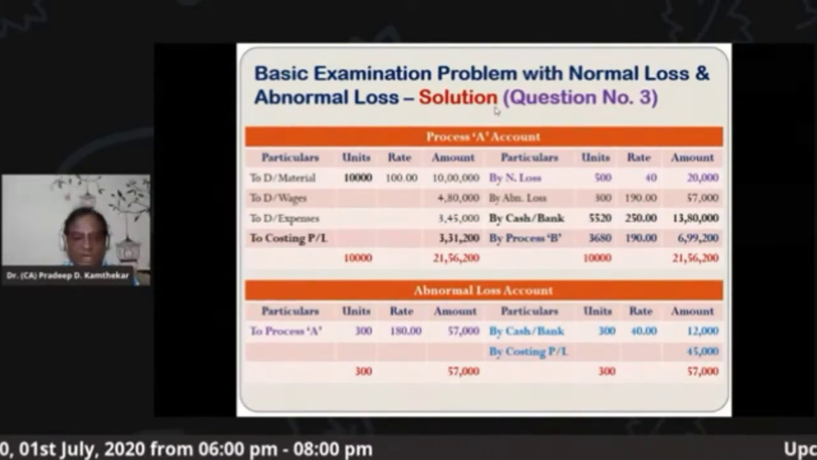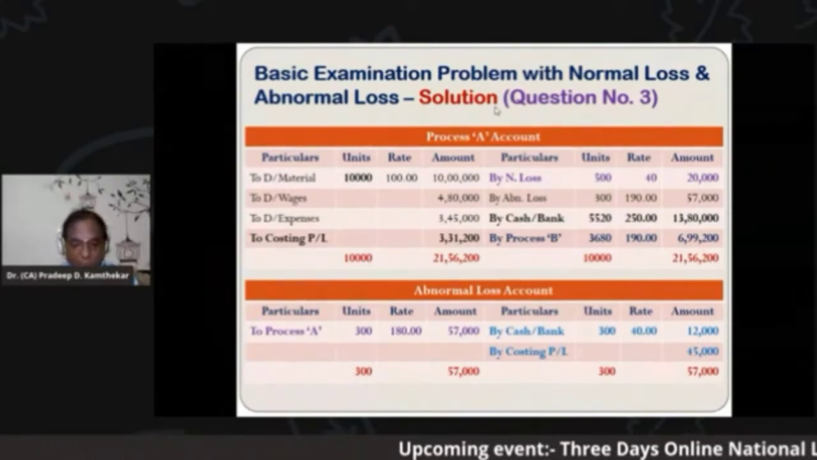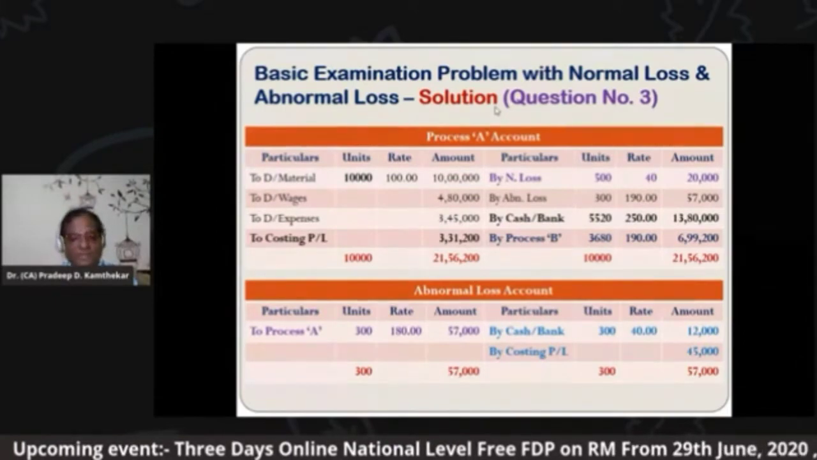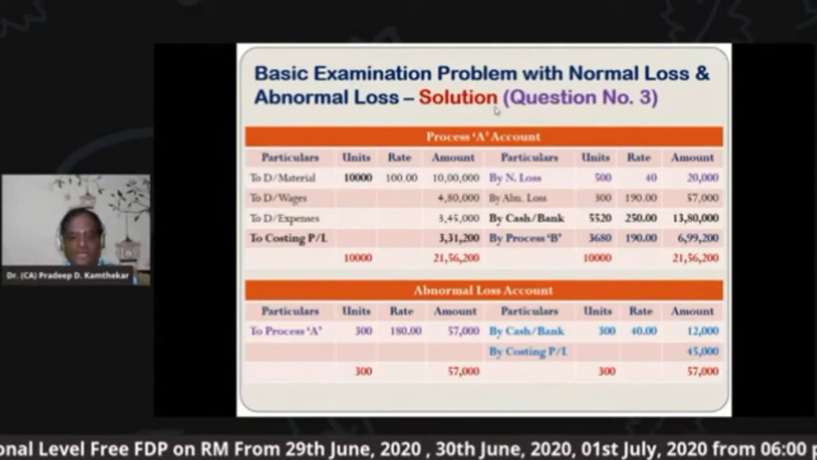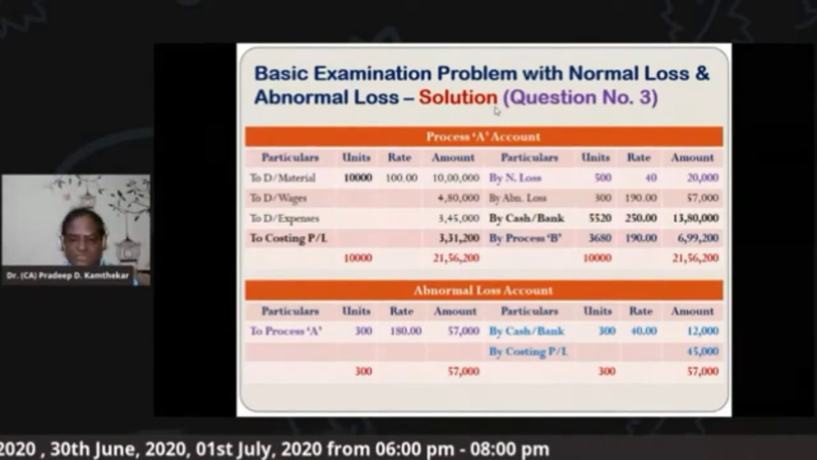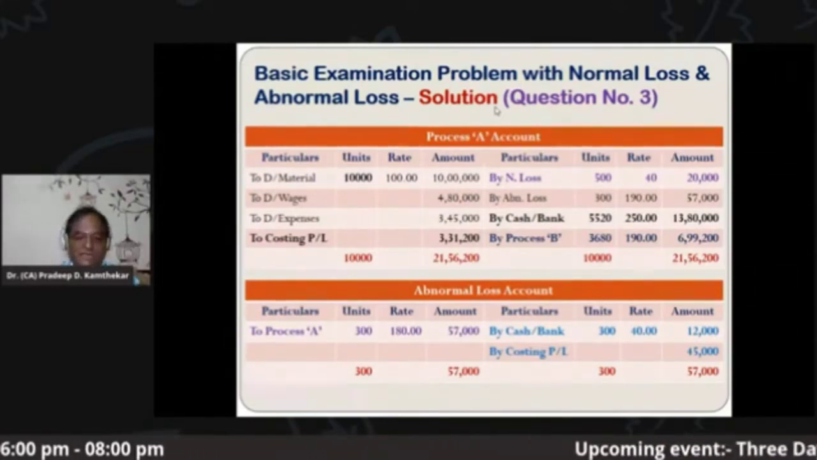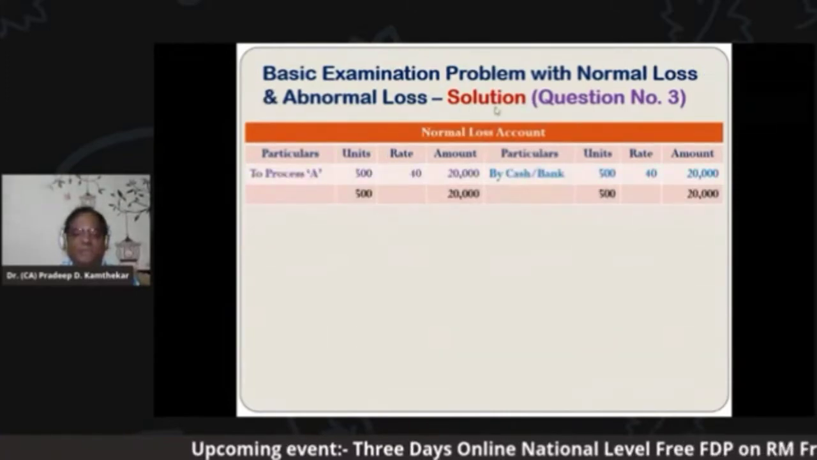So on the debit side, you write to costing P&L 3,31,200, which is the profit on the units directly sold by that process. This is the only special thing when there is a sale directly from any process: the selling price minus that CPU, the difference, is the profit which comes on the debit side of that process account. Other things are actually the same as we have seen in the previous sum.